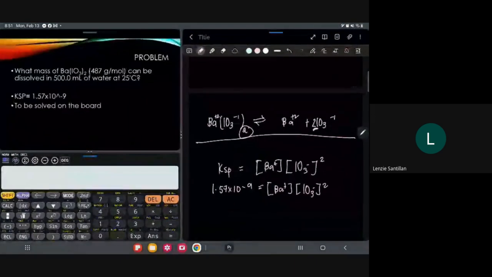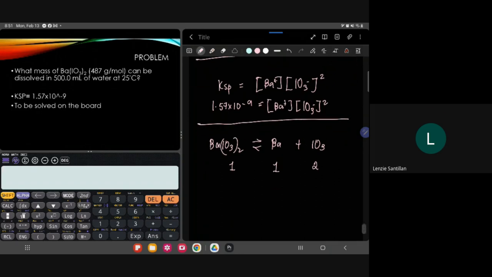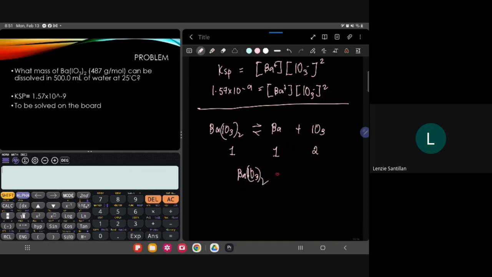Okay, let me discuss this guys, no? Find the ratio from the equation. So, ang sabi dito ha, for every 1 barium iodate, ito yung ratio natin. For every 1 mole nito, merong ilang mole ng barium? 1. At merong ilang mole ng iodate? We have 2. Ito yun. We have 2 moles of iodate. So, barium iodate is 1:1 to barium, ibig sabihin, barium iodate amounts to the same dissociation as barium. Naiintindihan? And si iodate ay 2 times ni barium. Okay?